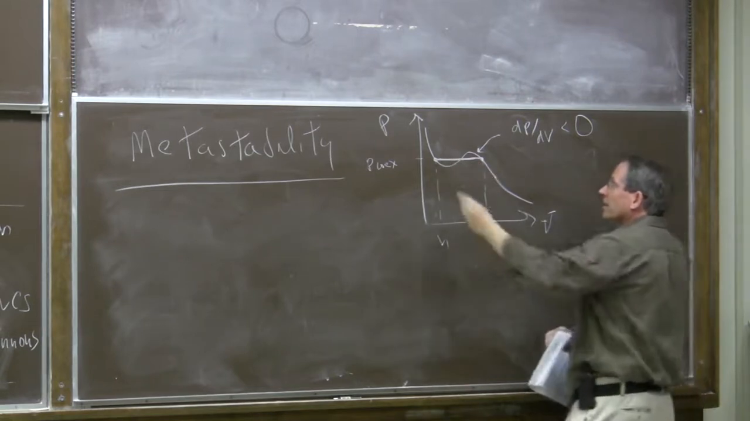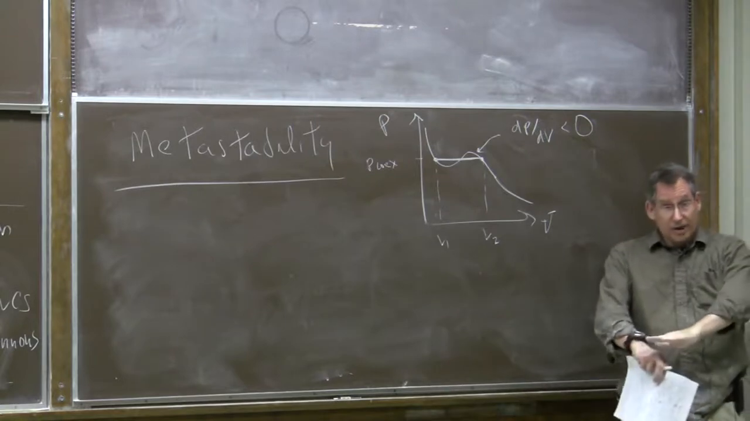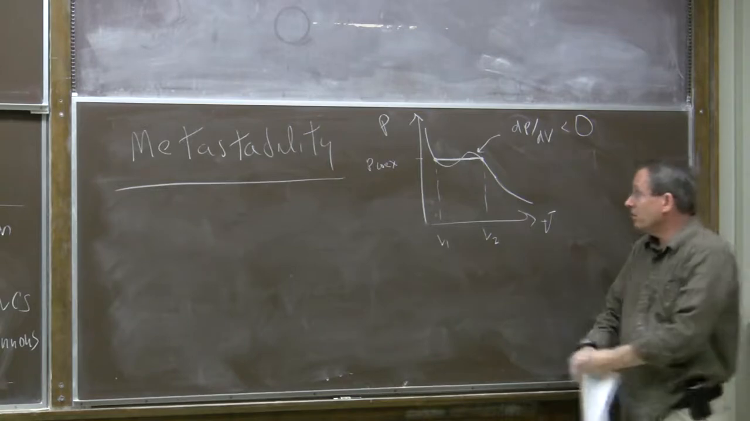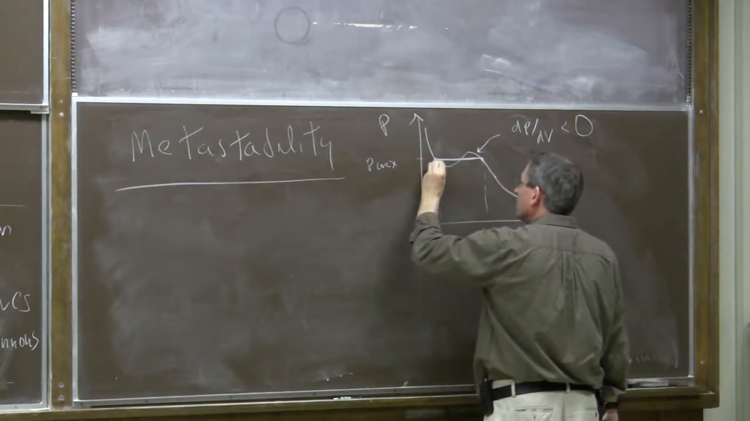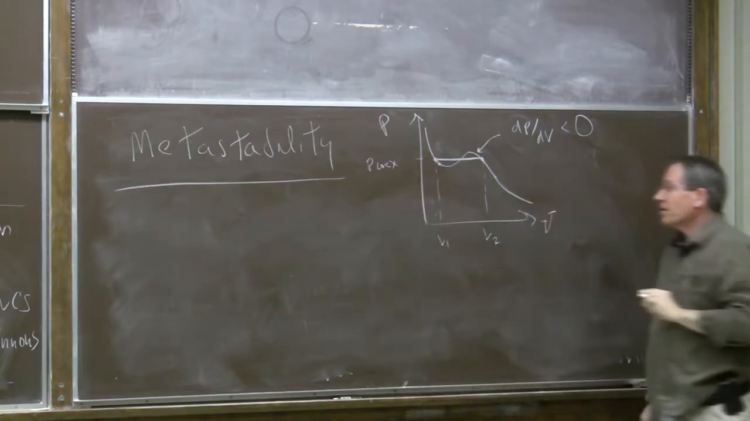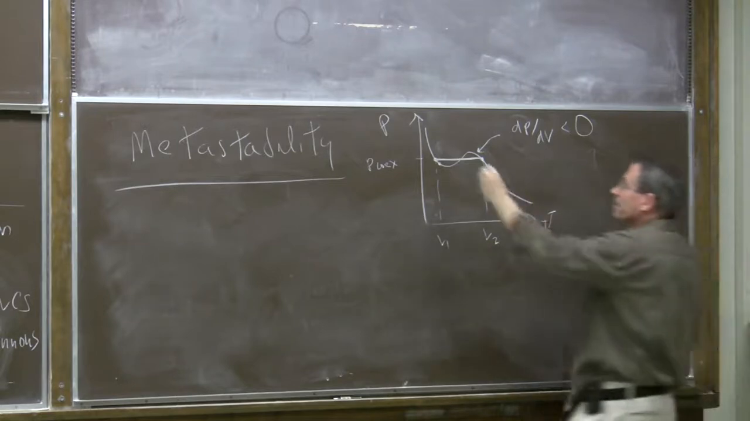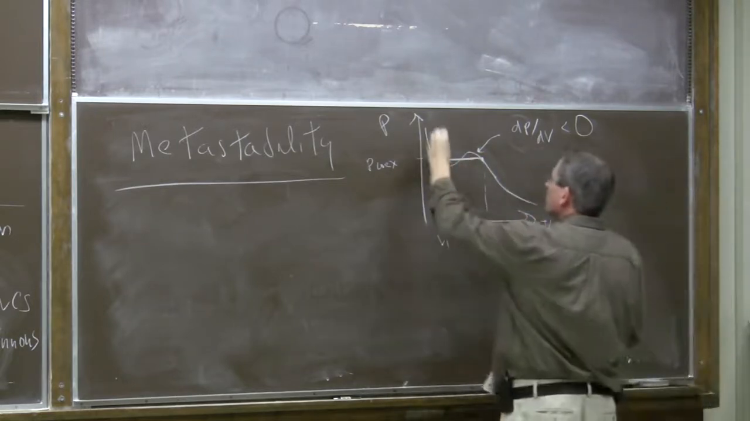Similarly, if we're over here and we have the liquid and we start to increase the volume along the isotherm, keeping the temperature fixed, eventually we get to a large enough volume so the stable phase is a mixture of vapor and liquid. But we still have positive compressibility, not an unstable system. So in this case, we say we have a superheated liquid.